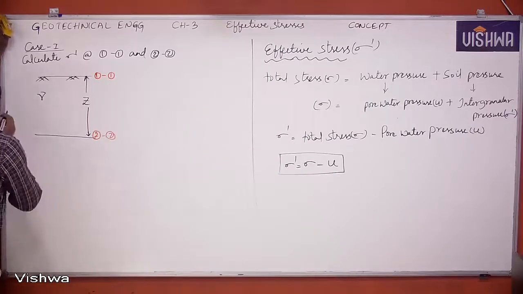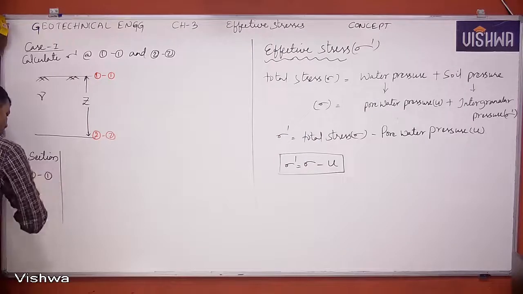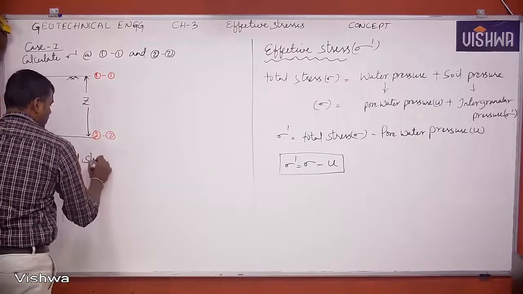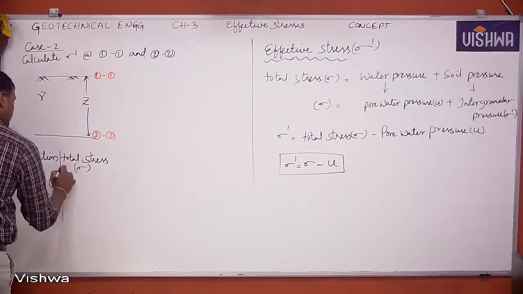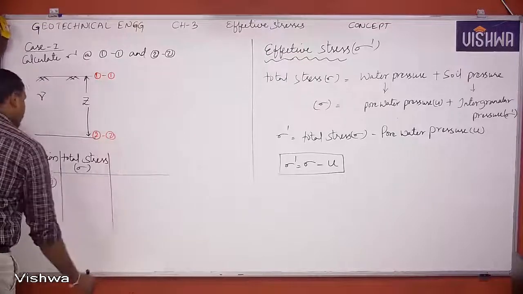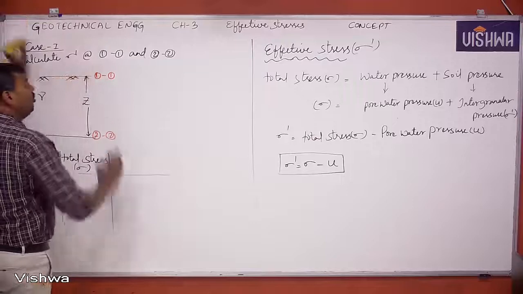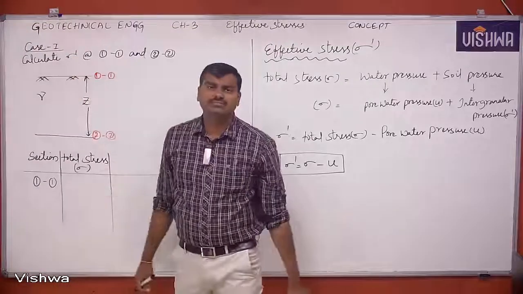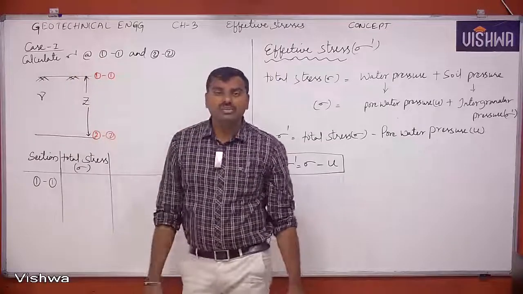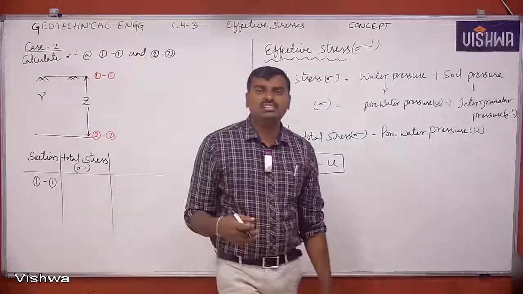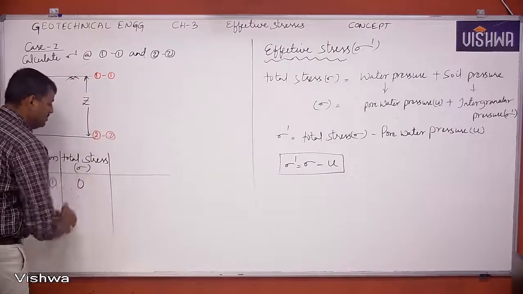Now, this is the standard format. Section 1-1, total stress sigma at 1-1. What will be the total stress sigma? If there is any load or surcharge above section 1-1, let us stand at section 1-1 and see: do we have any load or any surcharge? Once there is no load or no surcharge at this layer, total stress will be equal to 0.